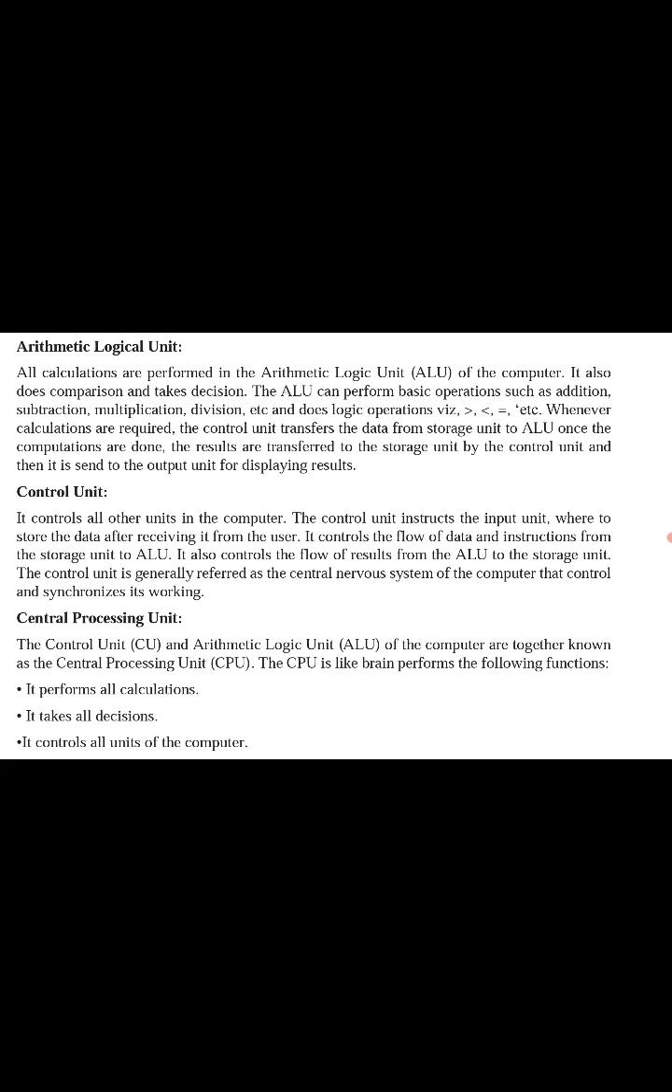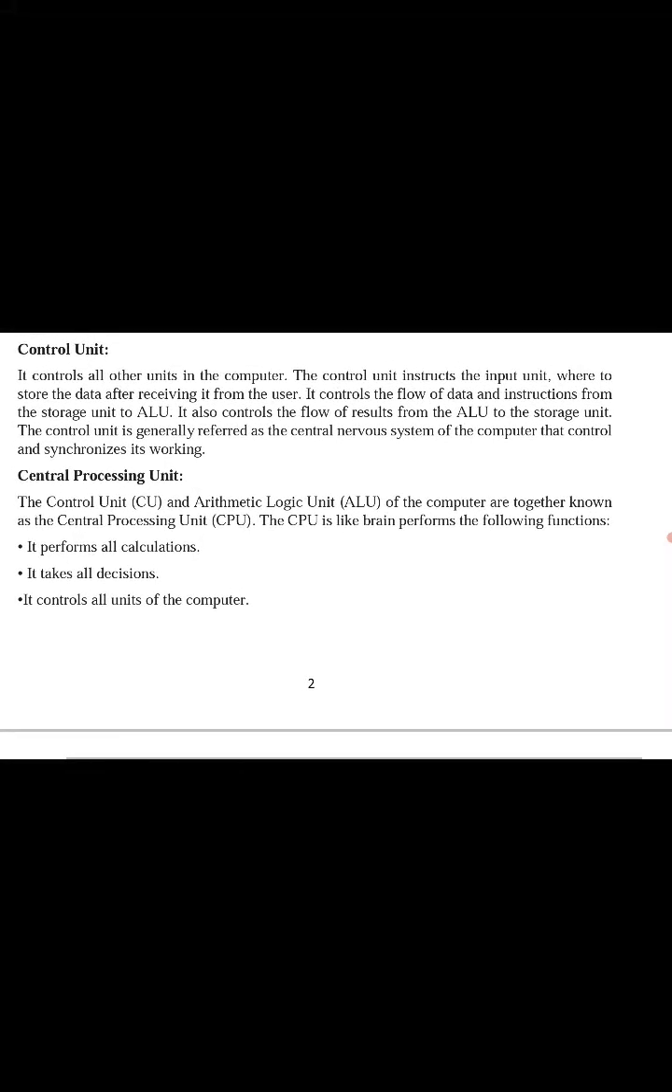Next is the control unit, another component of the central processing unit. So what is the control unit? It controls all other units in the computer. The control unit instructs the input unit where to store the data after receiving it from the user. It controls the flow of data and instructions from the storage unit to the ALU. It also controls the flow of results from the ALU to the storage unit.